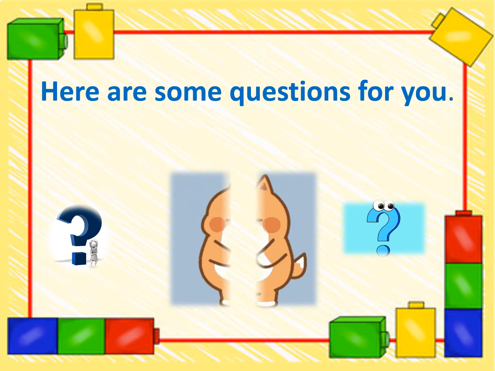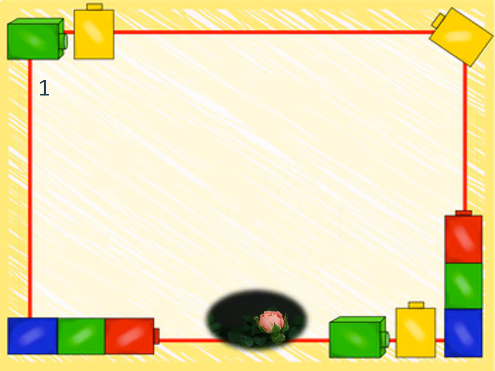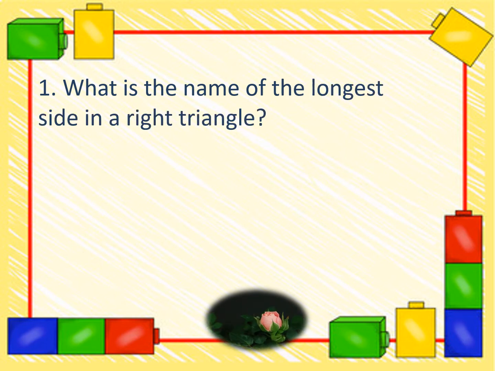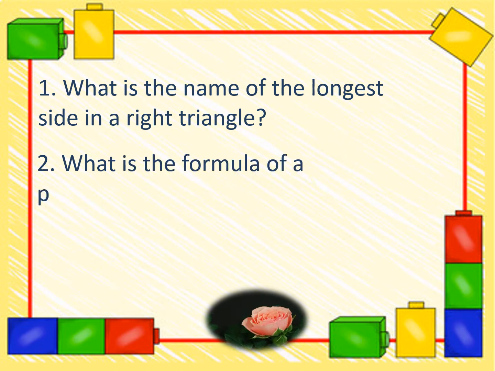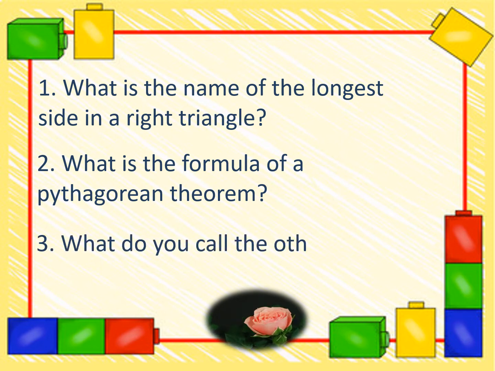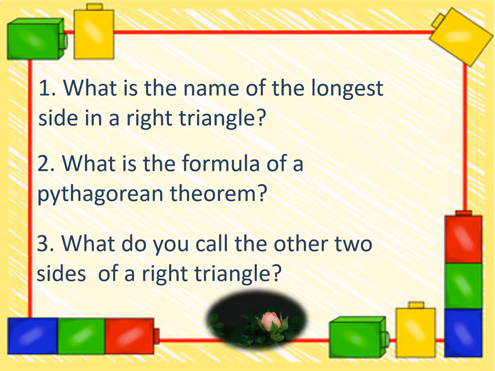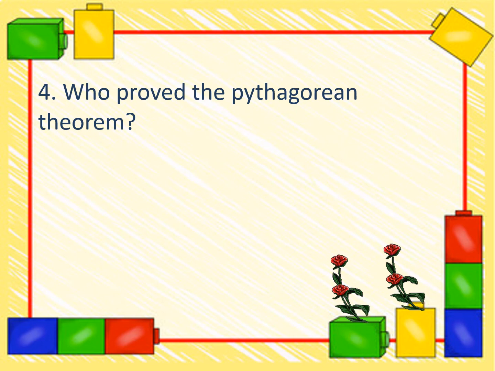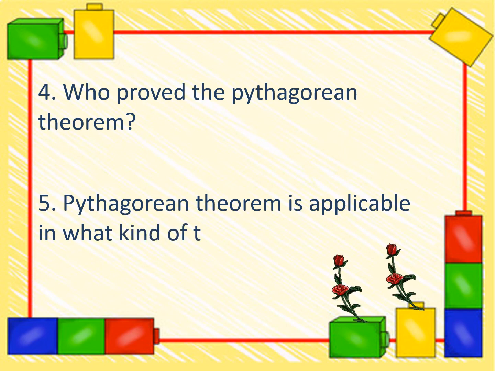Here are some questions for you to think about and recall what we have learned about the Pythagorean theorem. I'm going to read them for you. Number 1. What is the name of the longest side in a right triangle? Number 2. What is the formula of the Pythagorean theorem? Number 3. What do you call the other two sides of a right triangle? Number 4. Who proved the Pythagorean theorem? And number 5. The Pythagorean theorem is applicable to what kind of triangles?